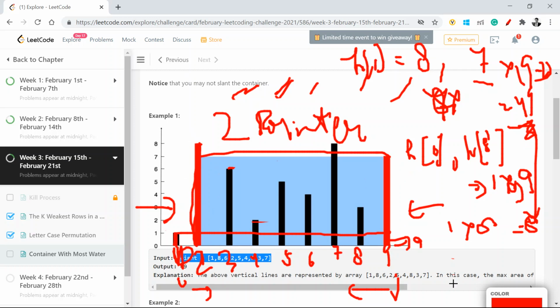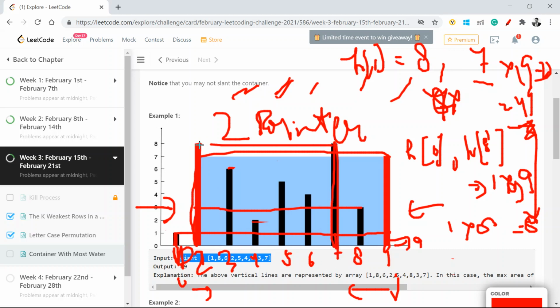I have 8. Then I'll do j minus minus, I'll be here, right? Then I'll get this area. Is this area greater than 49? No, it will not be, because that will be 3 into 8 minus 2, 6, which is 18. So I'm going to again see which height is greater. My i is still greater. Then I'll do j minus minus. I'll come at this index.